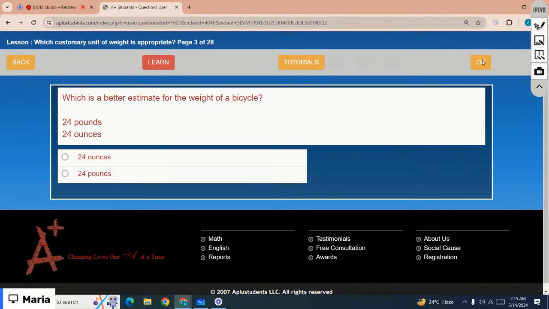The correct option is 24 pounds because that's a bicycle, right? So 24 ounces is too little for the bicycle. The correct option is 24 ounces. Sorry, 24 pounds because 24 ounces is too little for the bicycle.